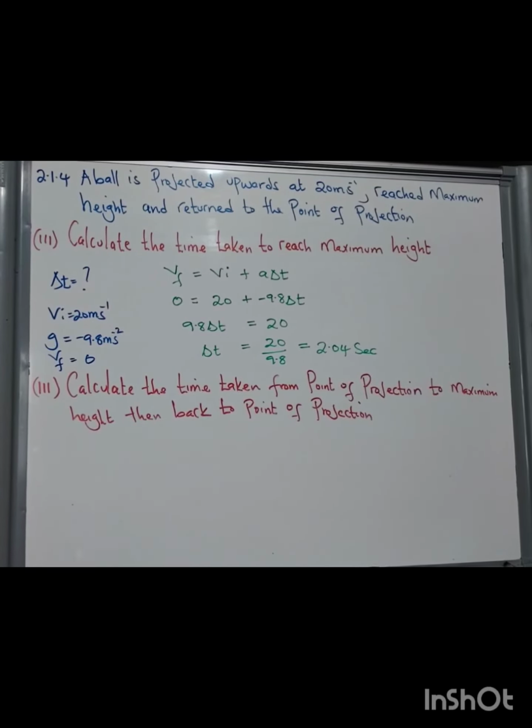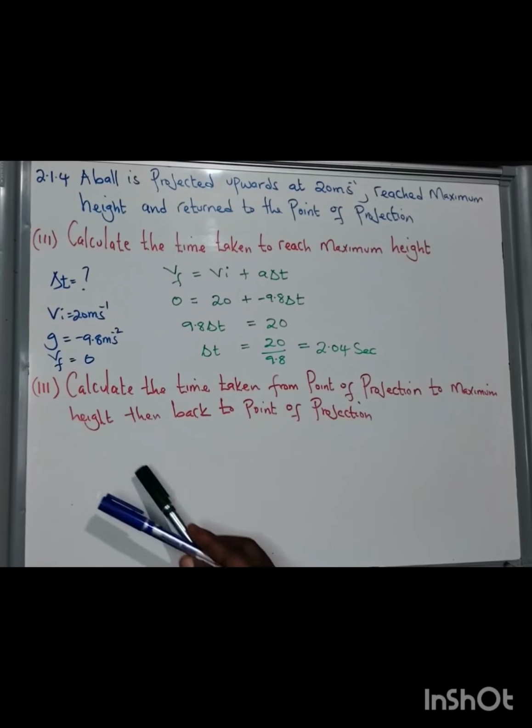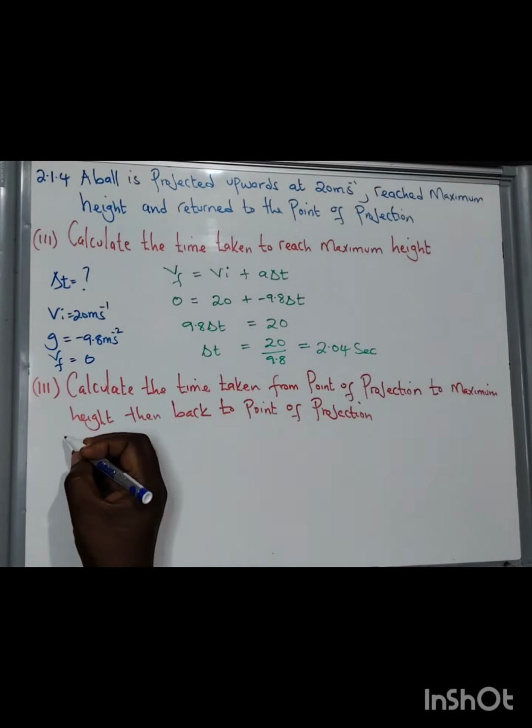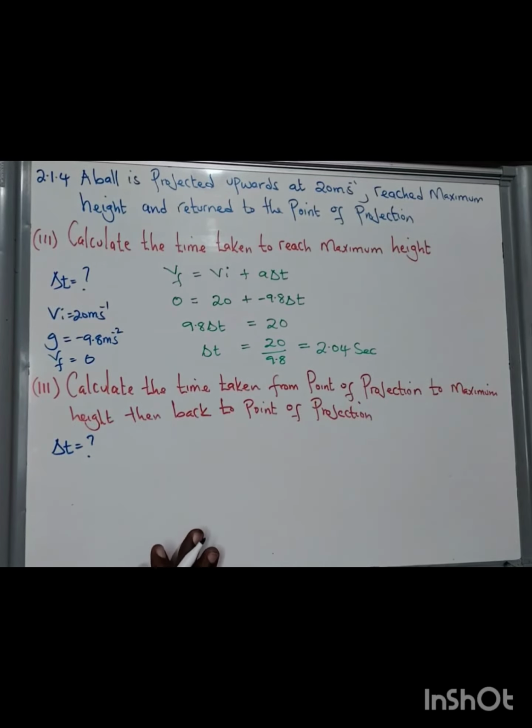Then we come to this question. It says, calculate the time taken from point of projection to maximum height, then back to point of projection. They want time for the entire journey, from point of projection to maximum height, then coming back. What information do we have? We are looking for delta T. This time around, we don't know it.